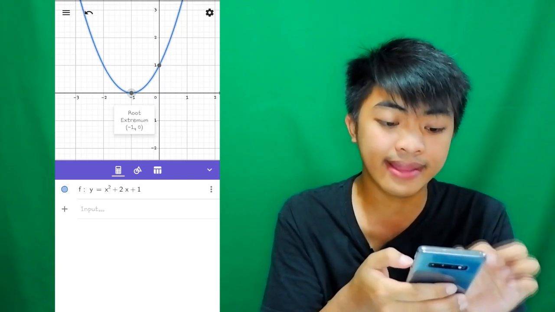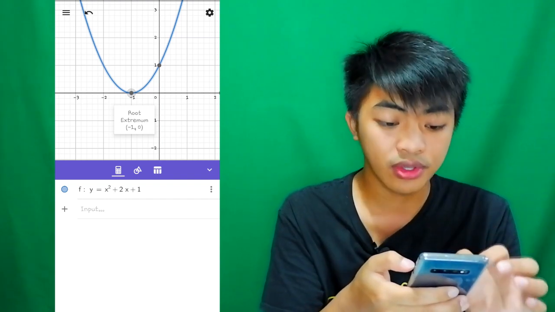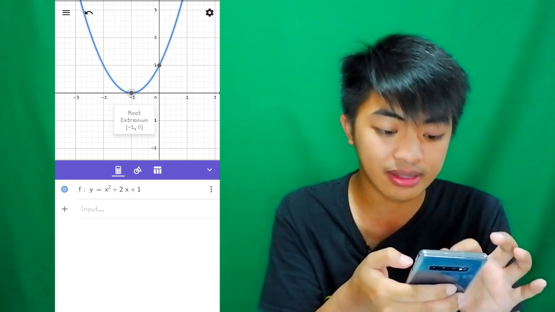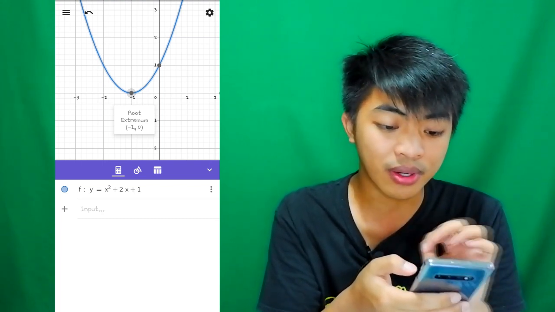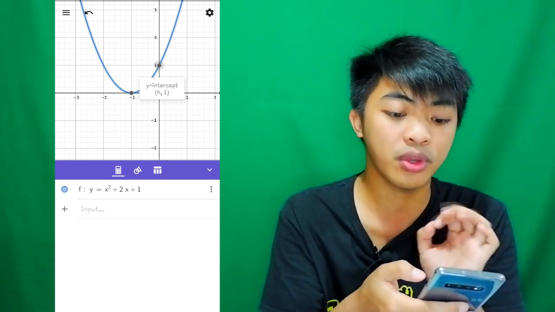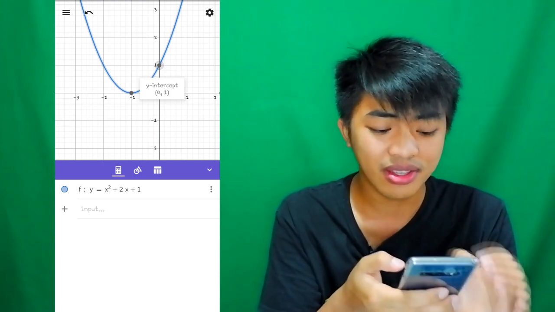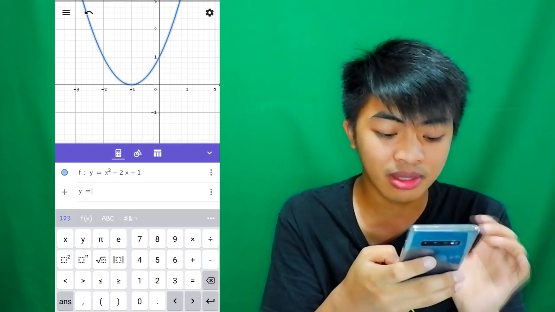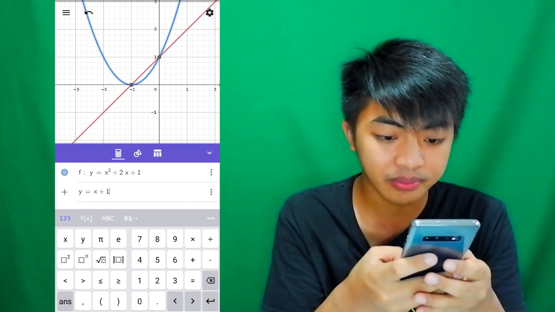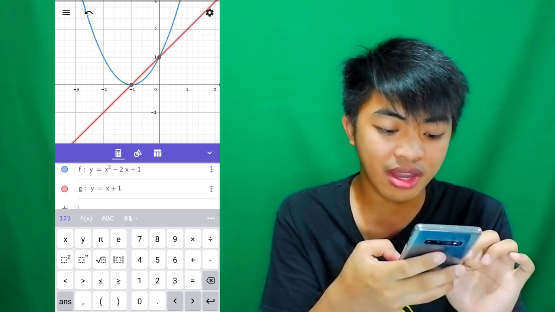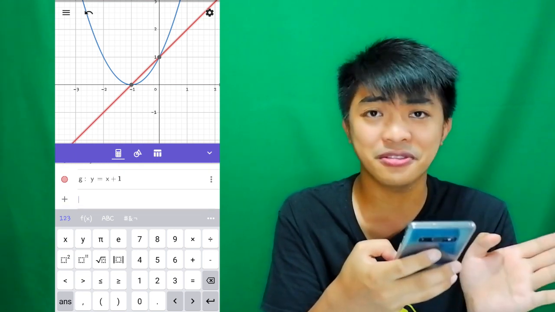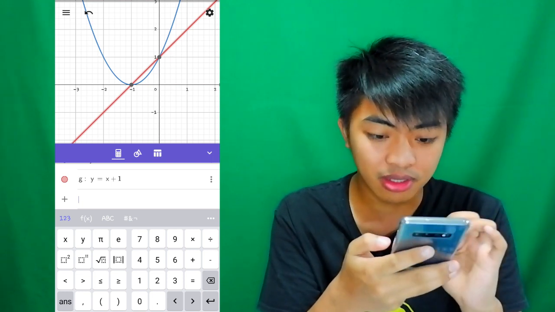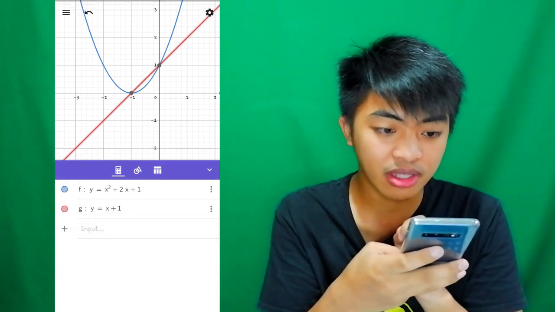And here it also highlighted the special points. So we have here the root or the x-intercept as well as the vertex. So the vertex is at -1, 0. And we also have there the y-intercept, which is at 0, 1. So you see, you can input another function. Let's try a linear function this time. We have there the graph in red. So here you can graph any function. GeoGebra is amazing. So that's for GeoGebra.